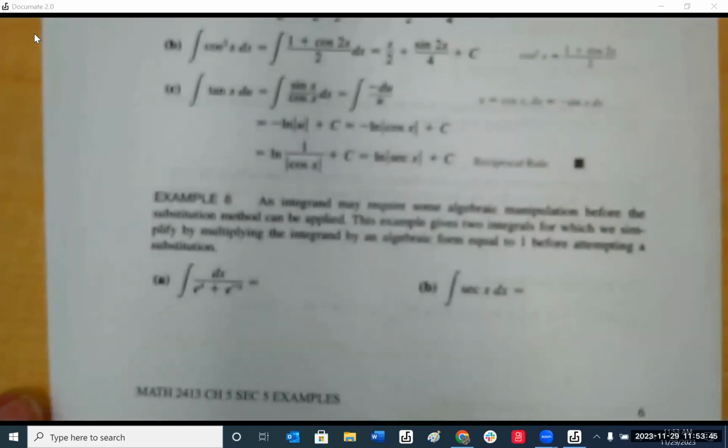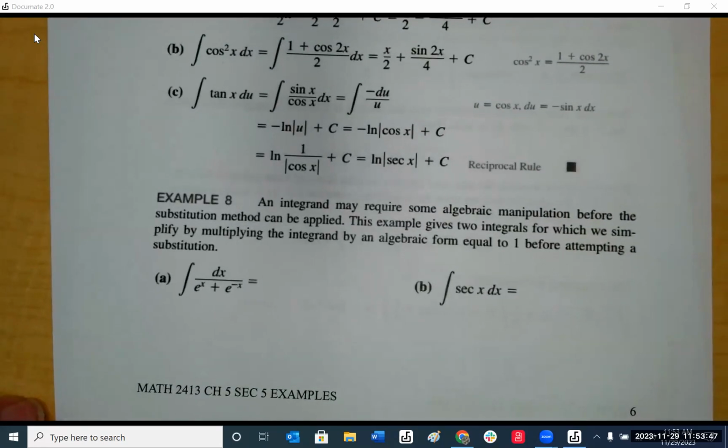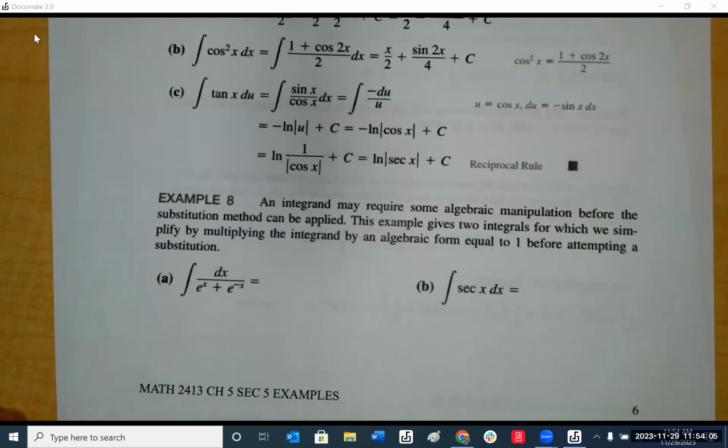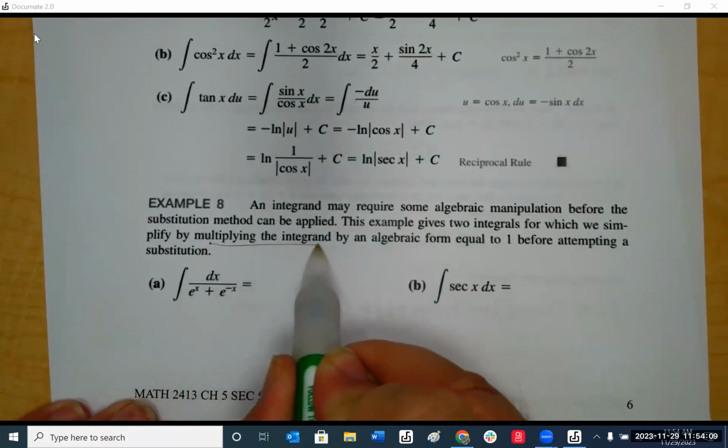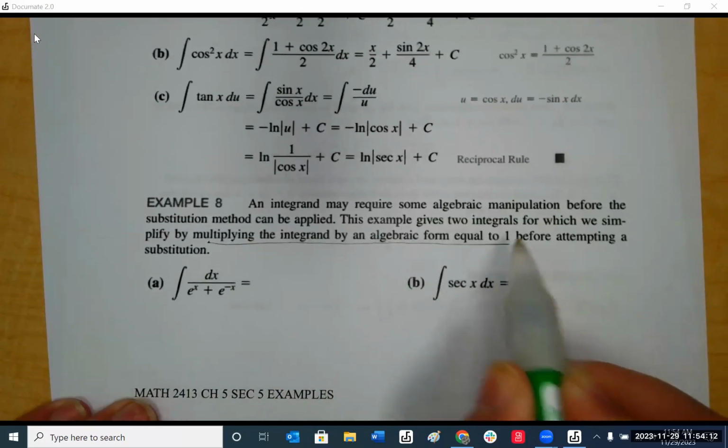All right, let's look at example 8. An integrand may require some algebraic manipulation before the substitution method can be applied. This example gives two integrals which we simplify by multiplying the integrand by an algebraic form equal to 1 before attempting substitution. So what does that mean? We multiply the integrand by an algebraic form equal to 1.